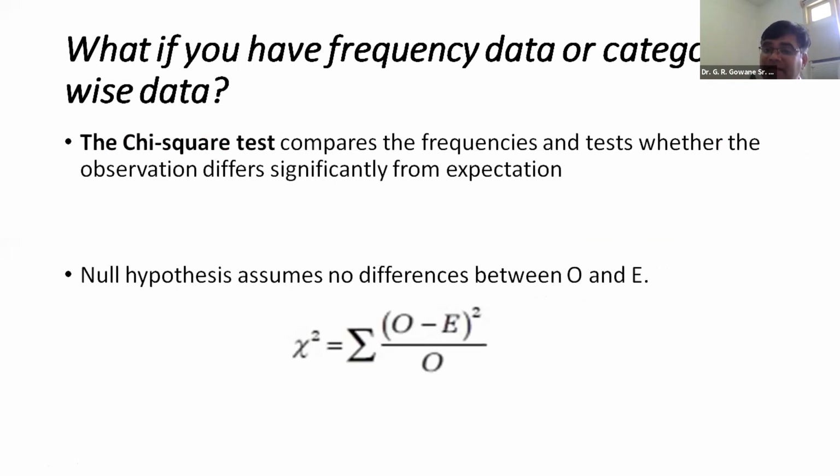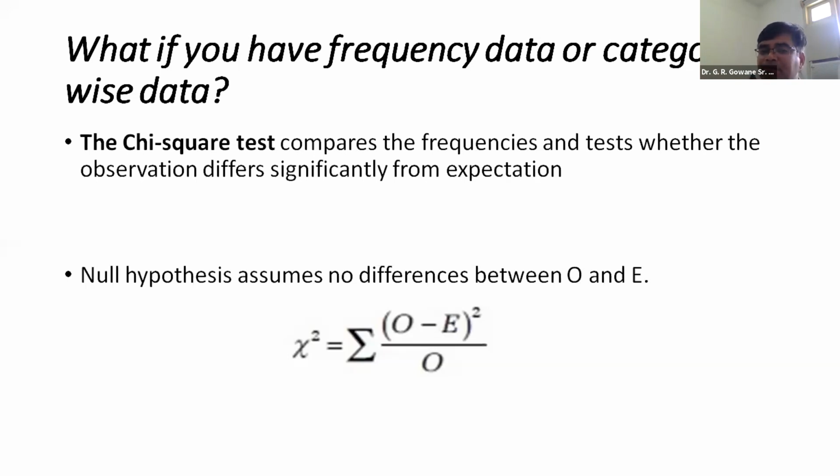And you can compare the frequencies and test whether your observation differs from your expectation. So you might have heard about the famous experiment by Mendel, the father of genetics. What Mendel did was breed some pea plants, and he could test the ratio, whether the seeds obtained fall in a particular pattern or not.